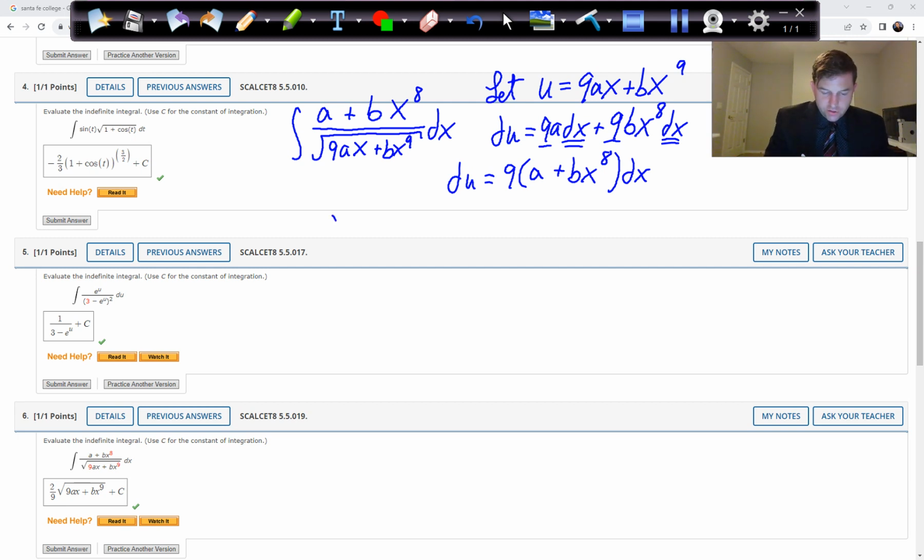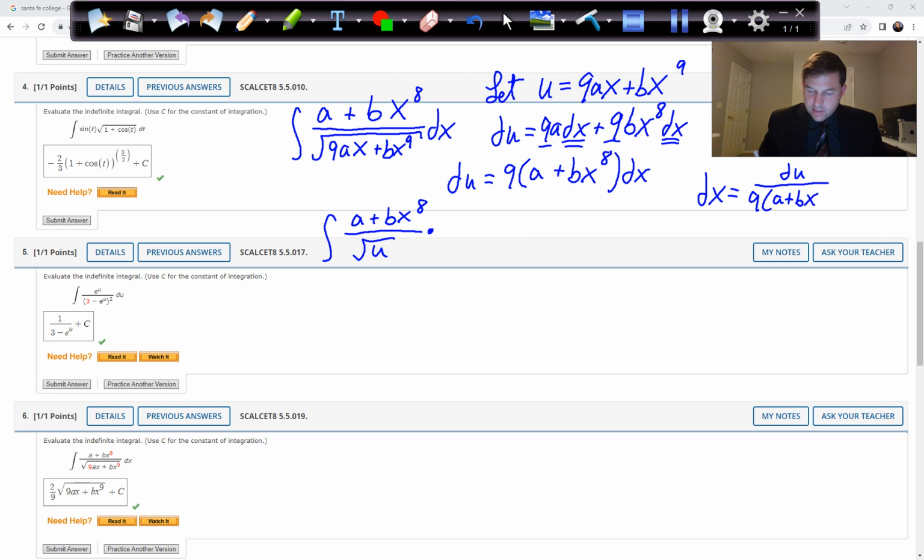Okay, now we have everything to do the replacement. The numerator stays a plus bx to the 8th. The denominator becomes just square root of u. So we replaced all of that stuff in the square root with u times dx. Oh, we didn't solve for dx yet. dx would equal du divided by this whole thing, 9 times a plus bx to the 8, like that. So we replace dx with du on top over 9 times the quantity a plus bx to the 8.